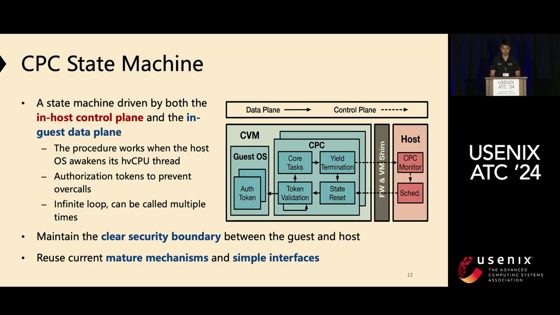The core maintenance logic of a CPC is designed as a state machine driven by both the in-host control plane and the in-guest data plane. The host can activate this CPC state machine by simply waking up and scheduling the corresponding HVCPU. The state machine is infinitely cyclic and supports being called multiple times under the guest's permission. By splitting the control plane and the data plane, the CPC state machine maintains a clear security boundary between the host and the guest and reuses current mature mechanisms and interfaces, ensuring no security degradation on the CVM.